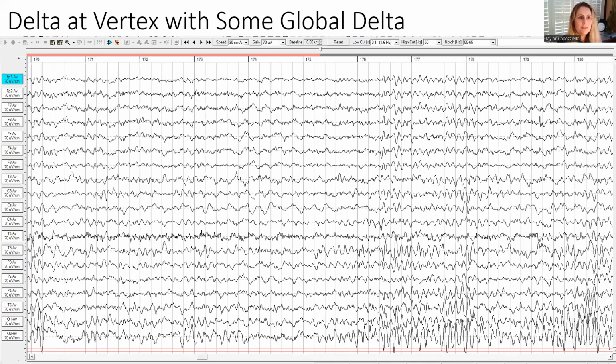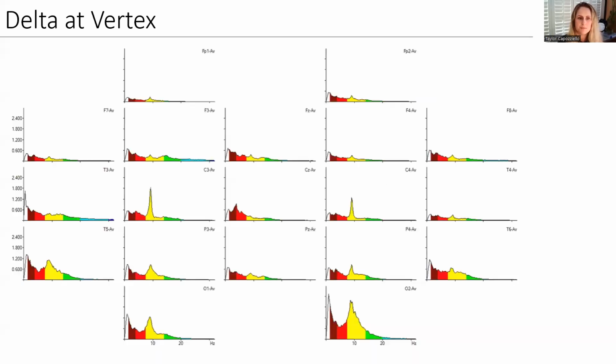Here's an example of delta at the vertex with global delta. So it's pretty clear at CZ when we look in the center that we can see that slowing, but we also see slowing throughout the record. And we're going to look at it in spectral next. So next we can see it with that vertex, and also additional slowing throughout the record.